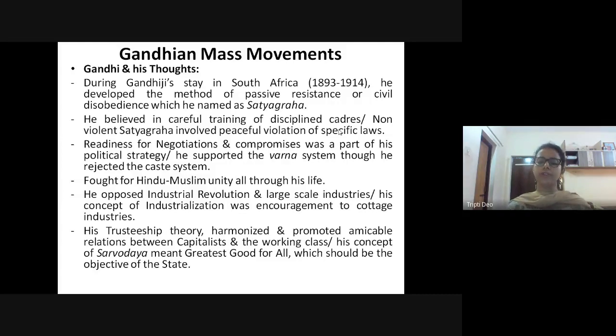His idea of industrial revolution was very, very different. Rather, he believed in the concept of cottage industries. He believed in the concept of trusteeship theory, which harmonized and promoted amicable relations between capitalists and the working class. And his concept of sarvodaya meant greatest good for all, which should be the objective of the state. So these are some of the thoughts of Gandhi that I wanted to share with you.